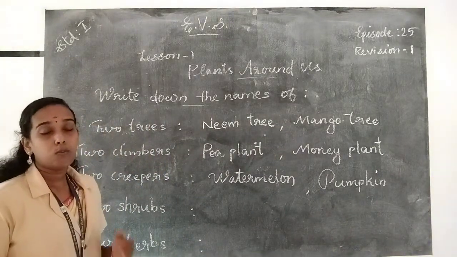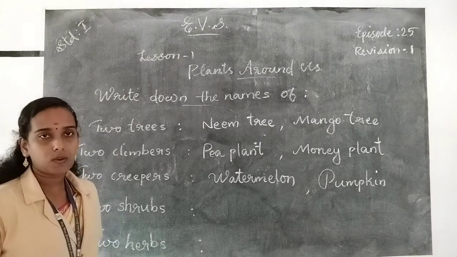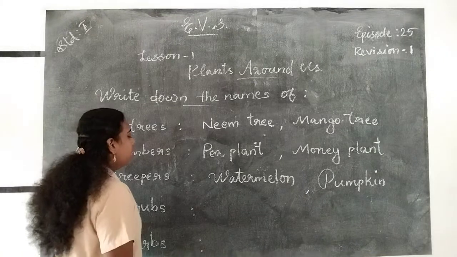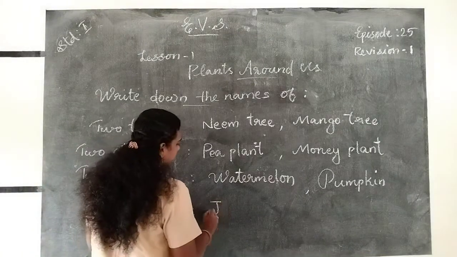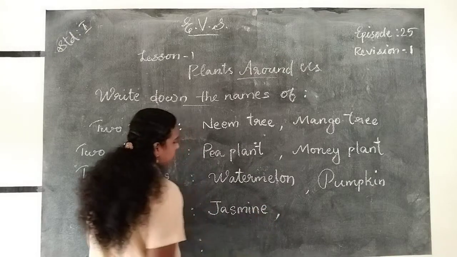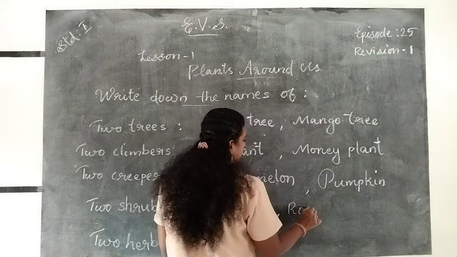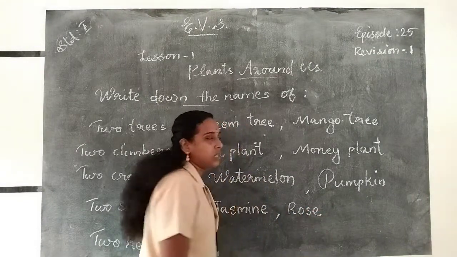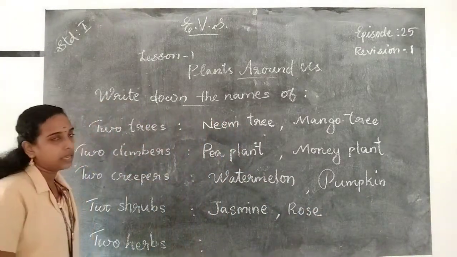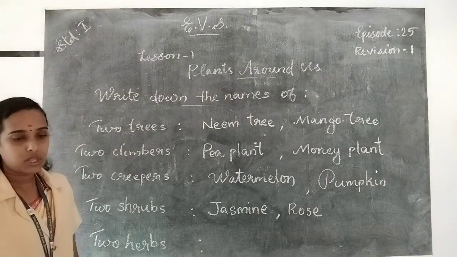Then write the names of any two shrubs. Shrubs are bushy plants, and examples for shrubs are jasmine, cotton plant, rose, etc. So write any two shrubs. Jasmine, rose, and cotton plant.